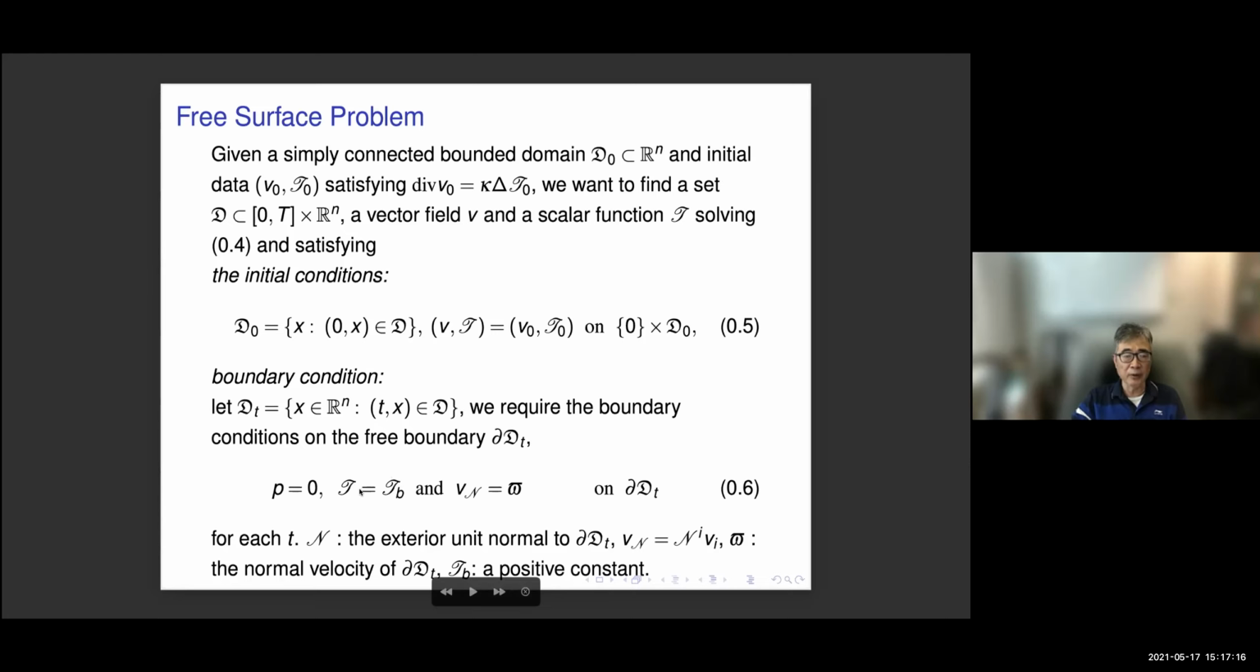But here we consider this initial boundary condition. That means you have a fluid domain, but you have an exterior atmosphere. So in the exterior, the temperature is constant and the pressure is constant. So those are the things we want to solve. This is the problem we want to solve here.